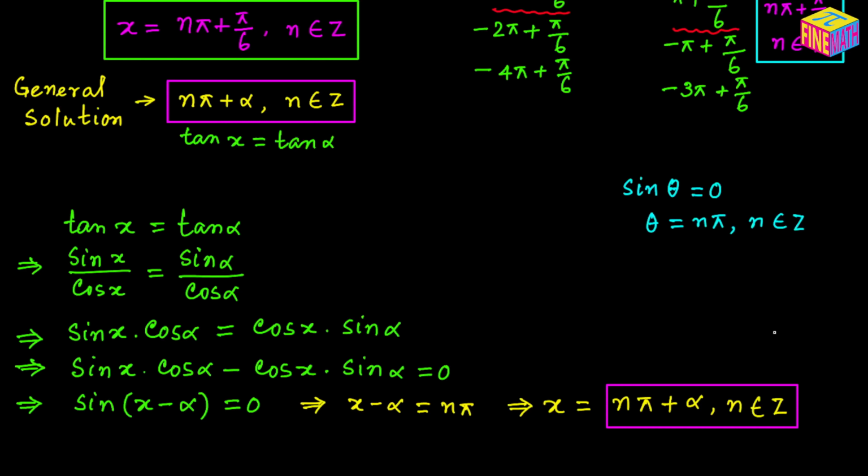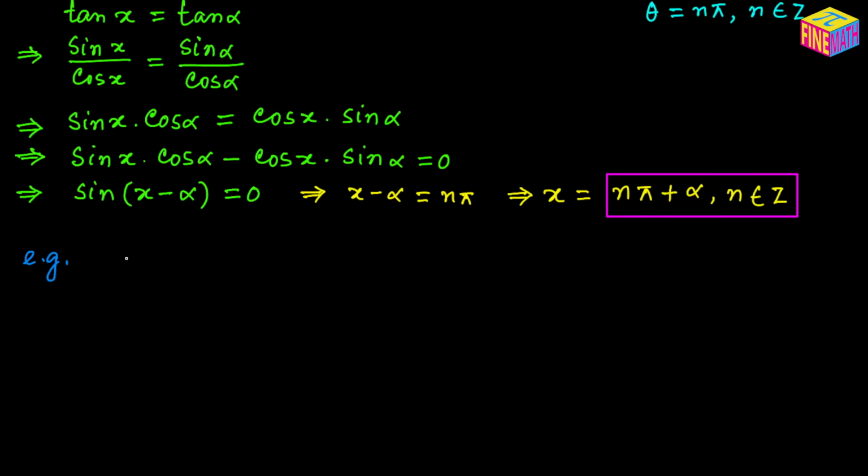Let's take an example real quick. Let's suppose we have to solve an equation like this: tangent of x is equal to square root of 3, and we know that this is actually equal to tangent of 60 degrees, which is pi over 3. So in this case, alpha is pi over 3. That is the value of alpha, which is a given value. Here in the example, the value of alpha is given as pi over 3.